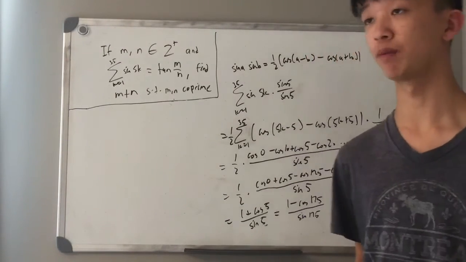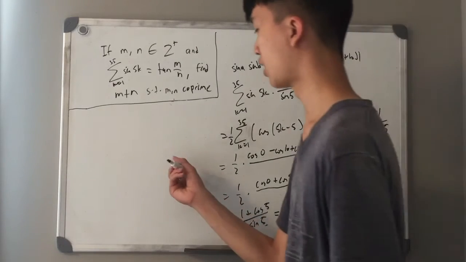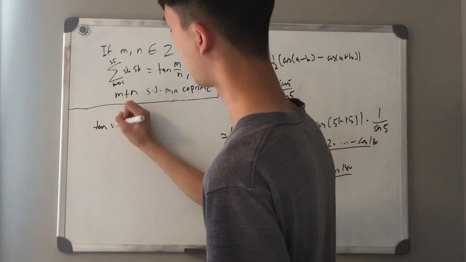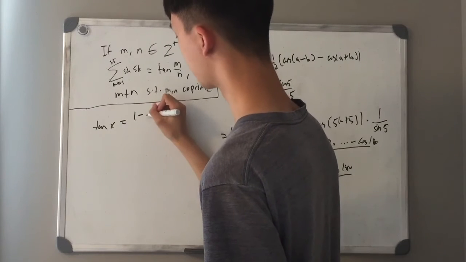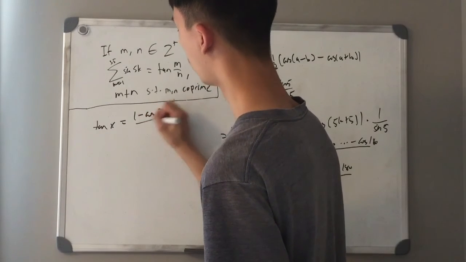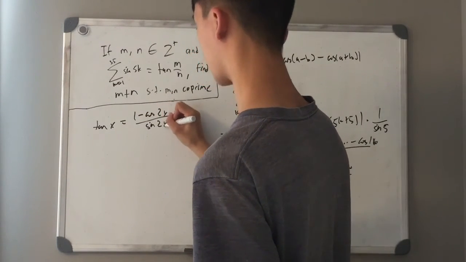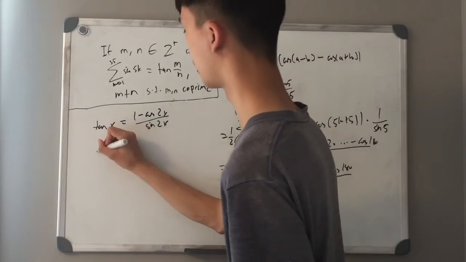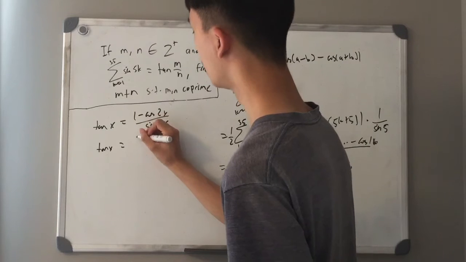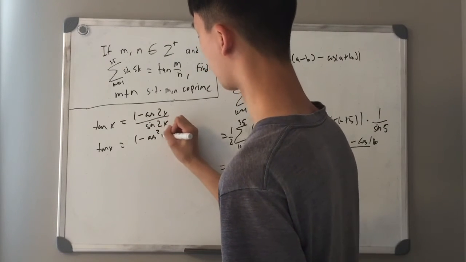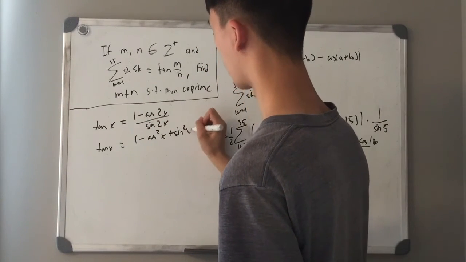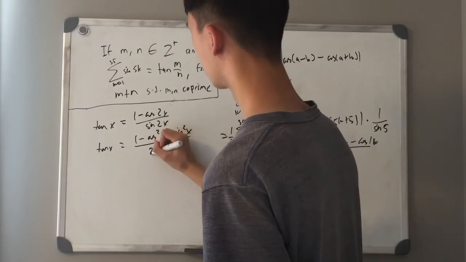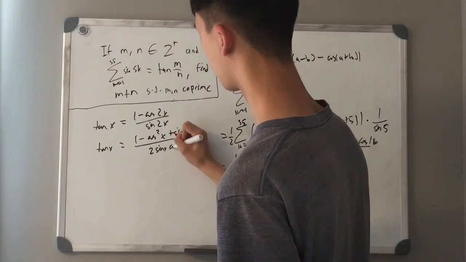And now I want to show and prove an identity. So I want to show that the tangent of x is equal to 1 minus the cosine of 2x over the sine of 2x. So using our double angle formulas, we get that the tangent of x is equal to 1 minus the cosine squared of x plus the sine squared of x over 2 times the sine of x cosine of x.